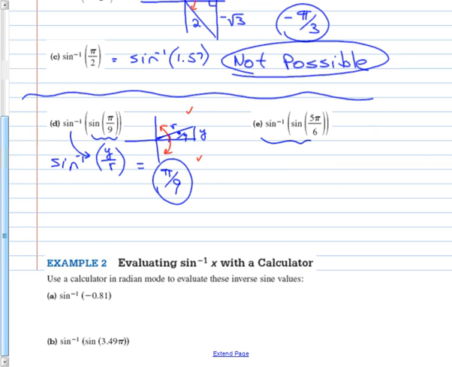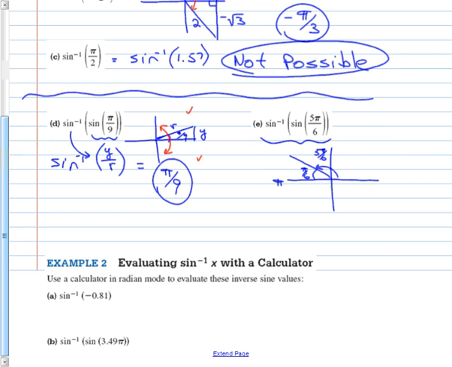This one, where's 5 pi over 6? What quadrant is that if I drew 5 pi over 6? 1, 2, 3, 4. Second. Is that okay? Remember pi here, so if I'm at 5 pi over 6, I've got pi over 6 as my related angle over here.